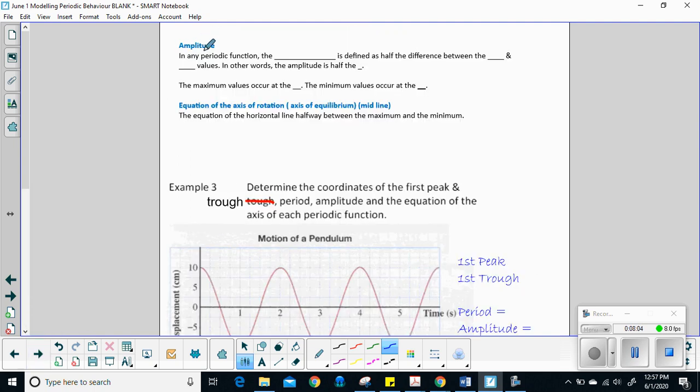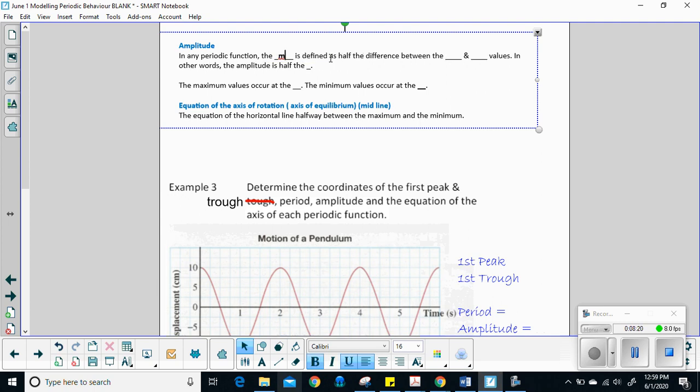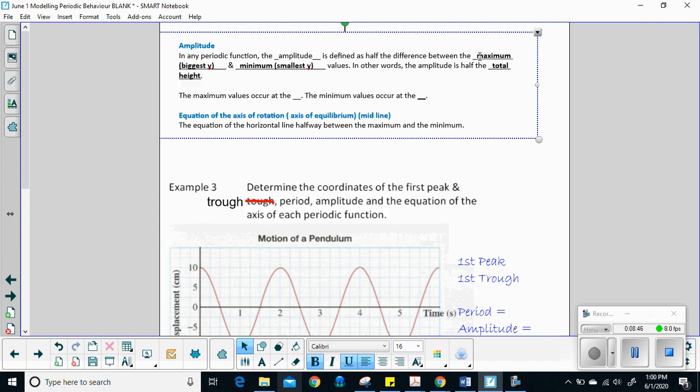Amplitude is another very important word to know. So in any periodic function, the amplitude is defined as half the distance between the maximum, so that's the biggest y, and the minimum, which is the smallest y. In other words, the amplitude is half of the total height. Okay, that's one way to look at it. The maximum values occur at the peak, so that's the top, and the minimum values occur at the trough, which is the bottom.